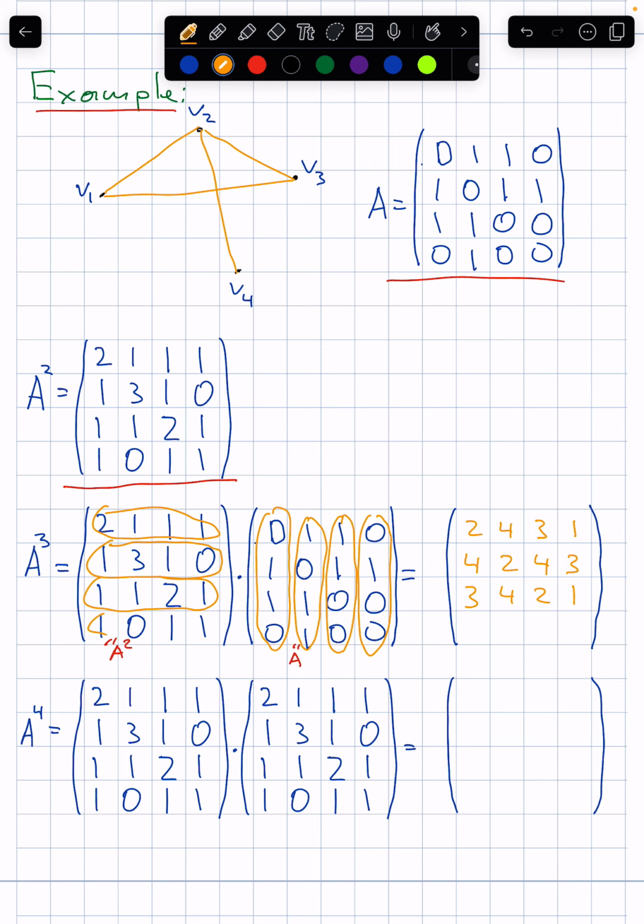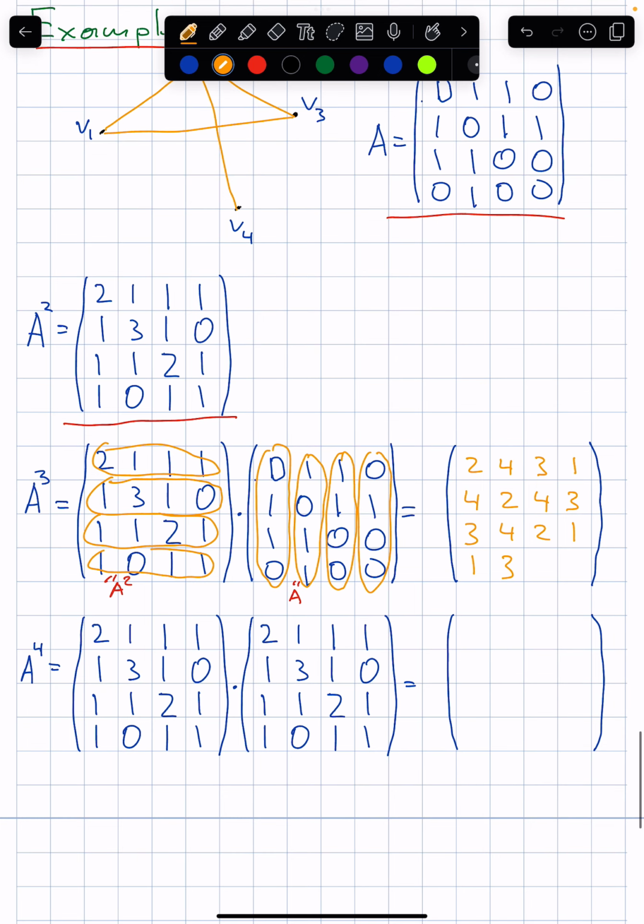And finally, the last row here. So we got 1, right? So 0 plus 0 plus 1 plus 0. Then we got 3. Then we got 1 again. And finally, we just get 0. Right? Yes, 0.